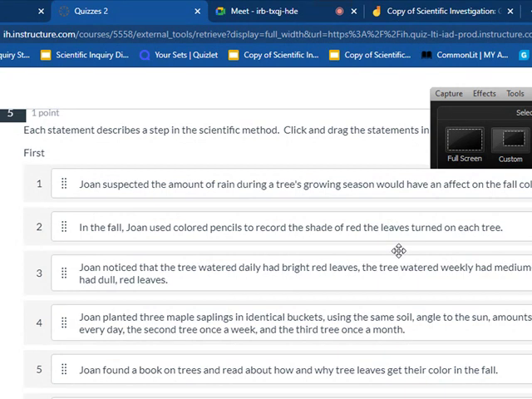In fall, Joan used colored pencils to record the shade of red the leaves turned on each tree. Observation? That looks like recording data, doesn't it? Oh, okay, recording data. Doesn't that look like somebody recording data? Mm-hmm. Okay. So that would definitely come after the hypothesis. So let's keep those there. Go to the third one.